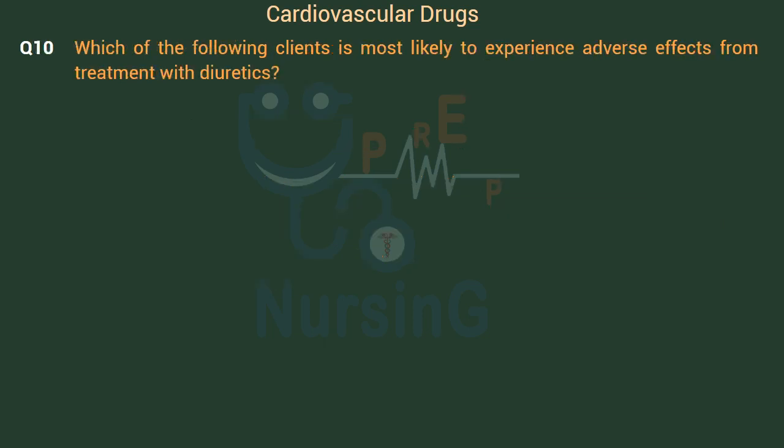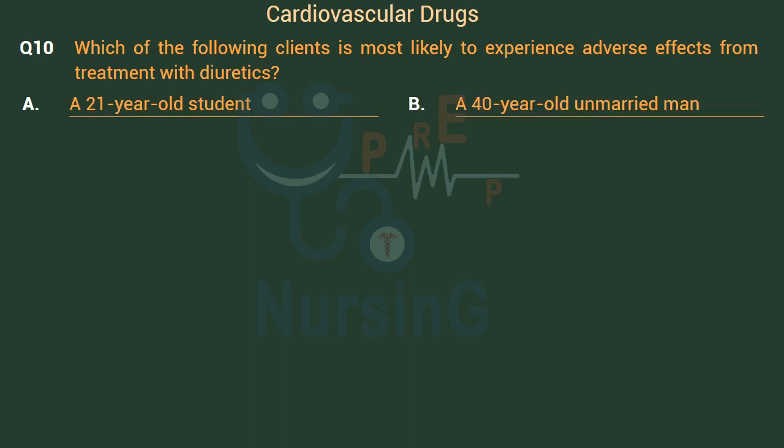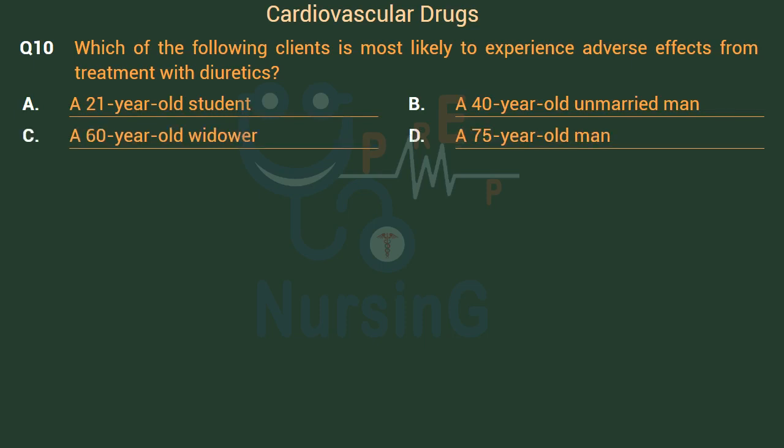Which of the following clients is most likely to experience adverse effects from treatment with diuretics? Option A. A 21-year-old student. Option B. A 40-year-old unmarried man. Option C. A 60-year-old widower. Option D. A 75-year-old man. Right answer is Option D, a 75-year-old man. Elderly clients are more sensitive to the effects of diuretics.